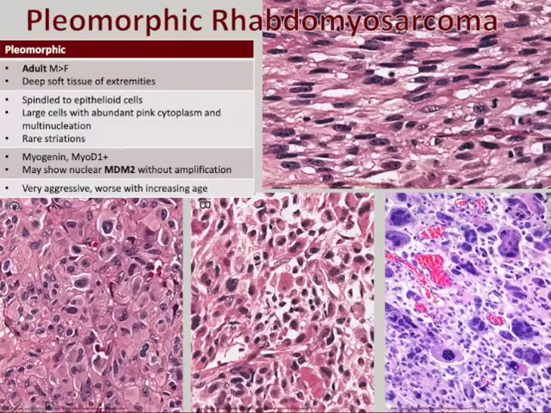Okay, moving into the more ugly rhabdo. So the pleomorphic rhabdo is mostly of the adults. It's exactly as it specifies. It should have some spindle cell rhabdomyoblastic morphology, but in other areas has this very pleomorphic look. Again, it may show nuclear MDM2 staining, but without actual MDM2 amplification, aggressive prognosis.